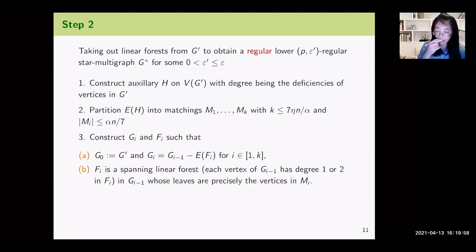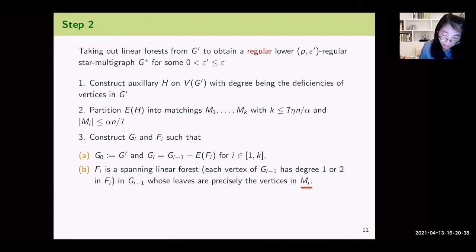So now we will take out the linear forests from graph G prime iteratively. To start, take the initial graph to be G0, and G1 will be G0 after taking off the first linear forest, etc. And here we require that each vertex of G will have degree either 1 or 2 in the linear forest, and the leaves of those linear forests are just the covered vertices of each matching.